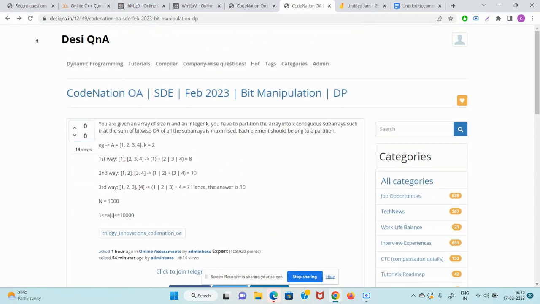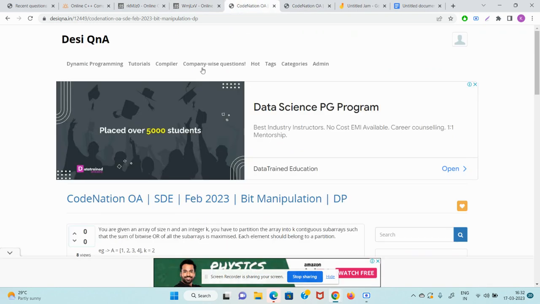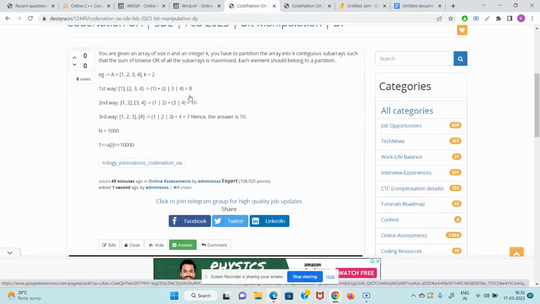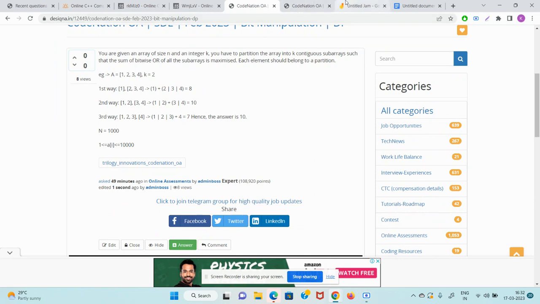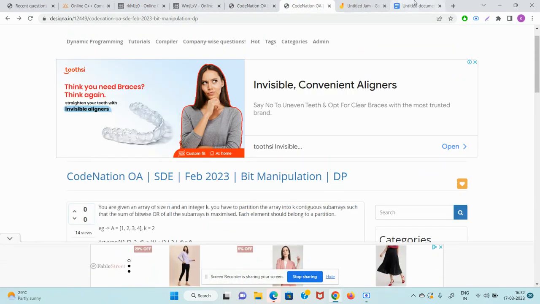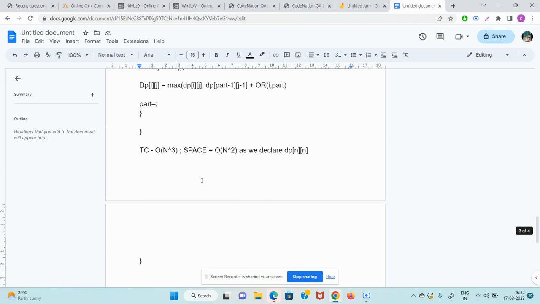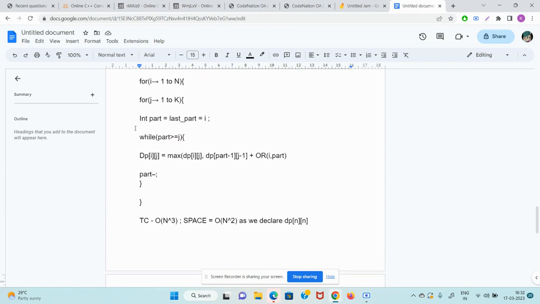Anyways, let's get back to the problem. So now, can you guys realize that we are taking extra time? We are taking extra time to calculate the last for loop.